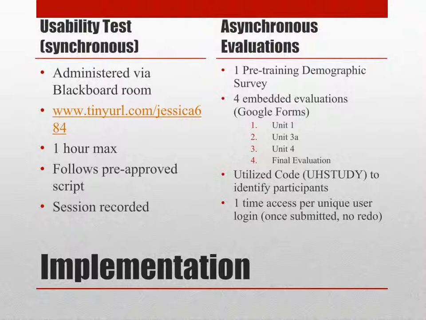The second portion was the asynchronous evaluations, which included a pre-training demographic survey and 4 embedded evaluations that were created in Google Forms. The training site is in a Google site, and the evaluations occurred after Unit 1, Unit 3A, and Unit 4, and then a final evaluation study. I utilized a code, UH study, to help identify the participants and separate them from other teachers who were going through the training portal as well.